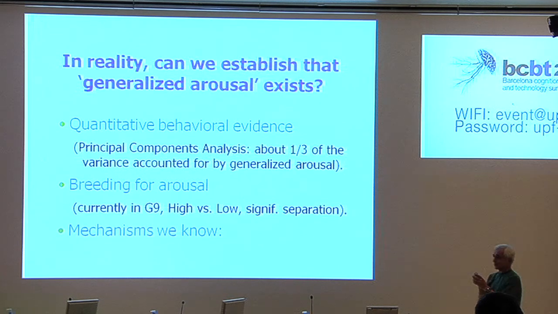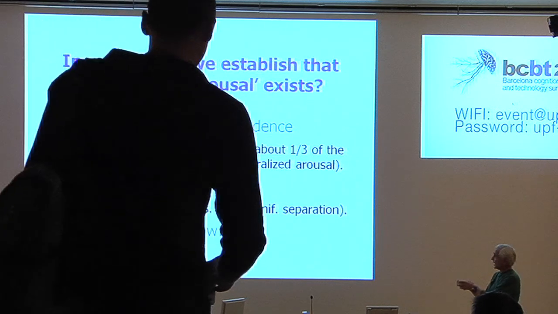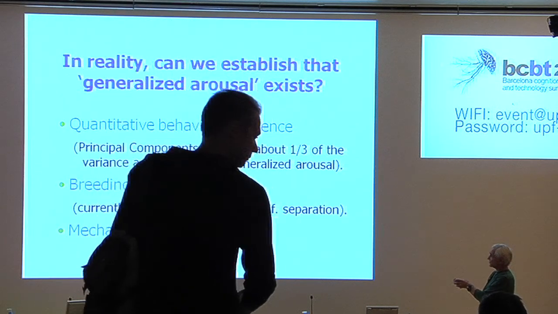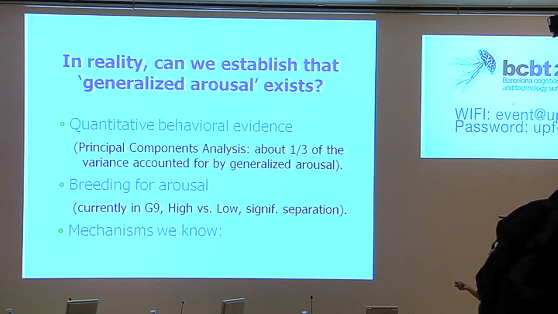Also, breeding for arousal. I think you'll agree with me, you cannot breed for something that doesn't exist. Therefore, if we can breed for generalized arousal, it must exist. And so what we did was, we've been actually now through generation 10, and we do have significant separation. This is difficult and expensive because this is not like Drosophila eye color, where in a generation or two you can breed out or breed in a certain eye color. This is obviously a multigenic trait. We have significant separation, but there's still some overlap between the distributions.